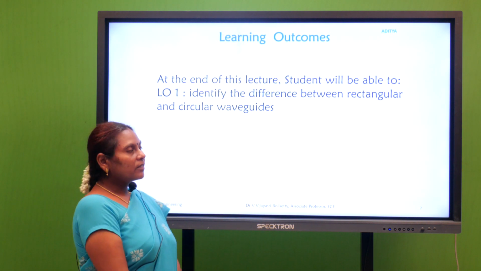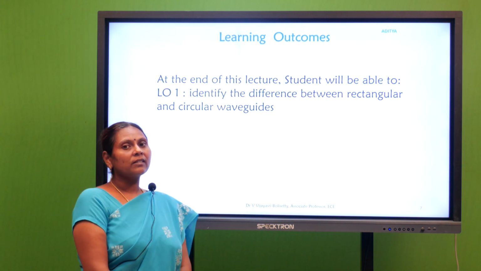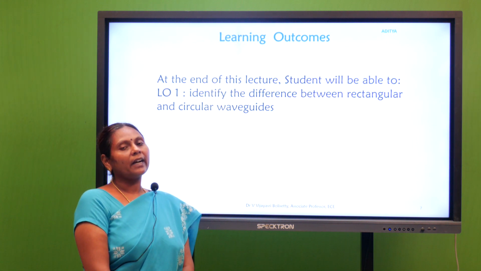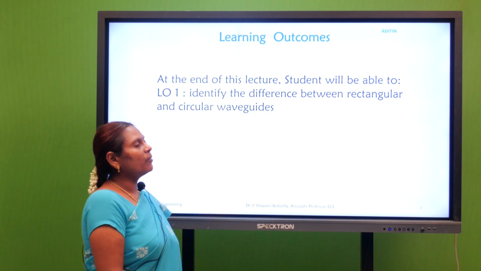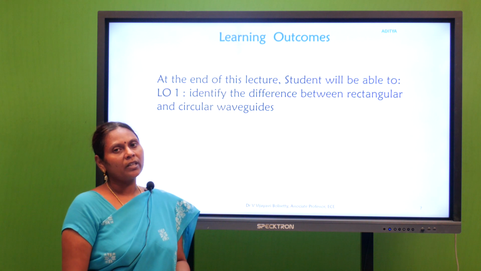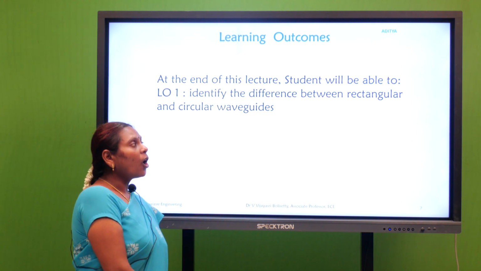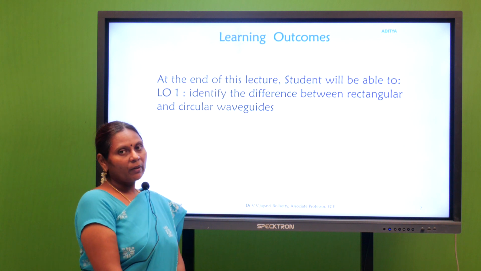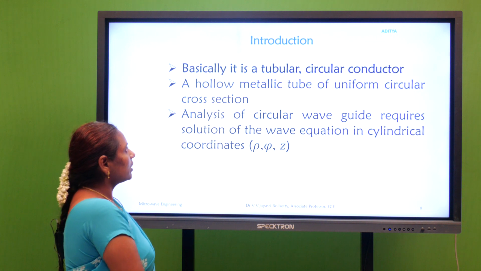At the end of this lecture, the student will be able to identify the difference between the rectangular waveguides and the circular waveguides. So, in our previous sessions, we have discussed the rectangular waveguides, and now let us see how we represent the circular waveguides and what parameters we use to represent them.